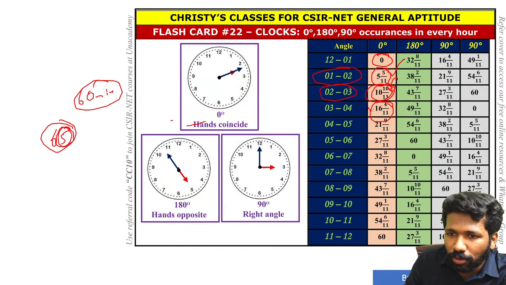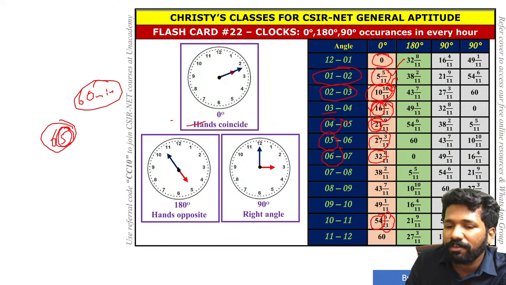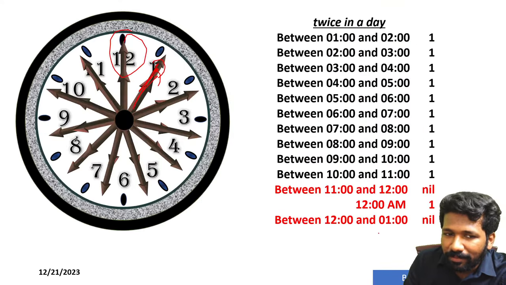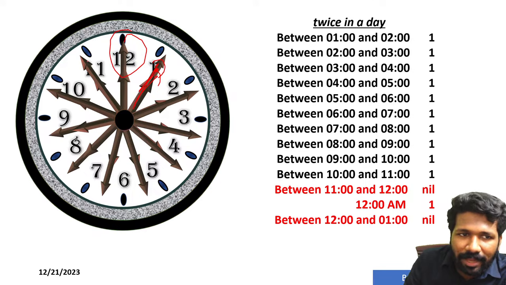Look at this. This is going away and away from that hour value. From 3, this is 16 minutes away. From 4, this is 21 minutes away. From 5, this is 27 minutes away. From 6, it is 32 minutes away. And finally, between 10 and 11, it is happening at 10:54 and 6 by 11. That is 10:55 approximately. Between 10 and 11, one instant is there.